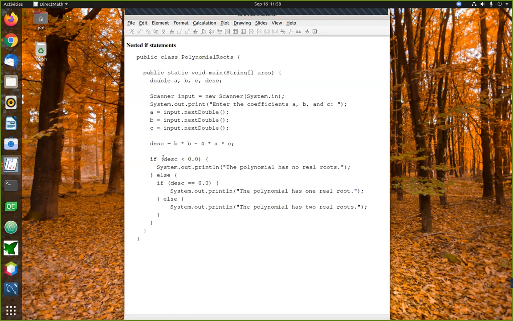So after the first question, if the answer is false, we have to ask a follow-up question: is the discriminant equal to 0? It's only after we ask that follow-up question that we can resolve the situation completely. If after the second question we learn the discriminant is 0, then we know the polynomial has one real root. And if the answer to the second question is false, then we know the discriminant is positive, and we just print a message saying that it has two real roots.